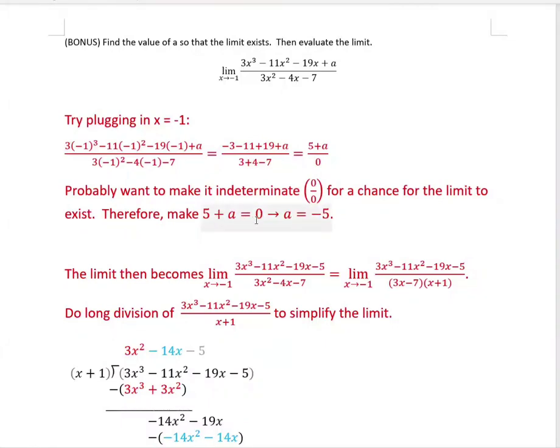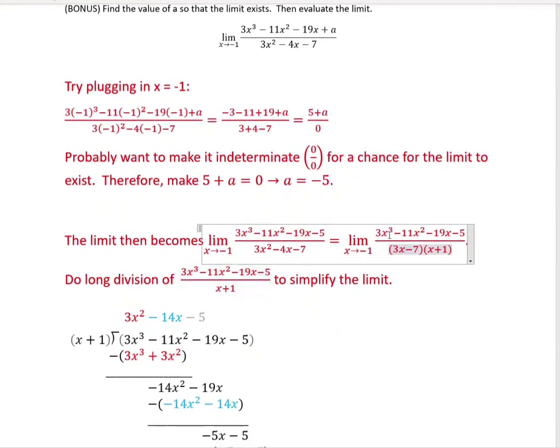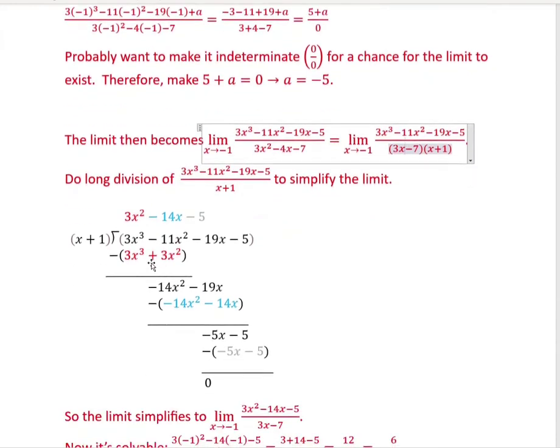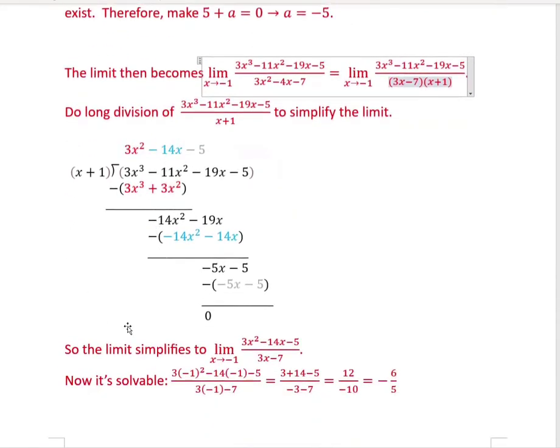Therefore, let's make 5 plus a equal to 0, or a is negative 5. The limit becomes this guy then when a is negative 5. I factored the bottom to be like that. Okay, so how do we evaluate this limit now? So I use long division to simplify the inside of the limit. That's what I tried to show here. Okay, so in the interest of time, I won't go through the steps of long division. This is me showing my work over here. So when we do the long division, we get a remainder of 0, and this is the quotient.